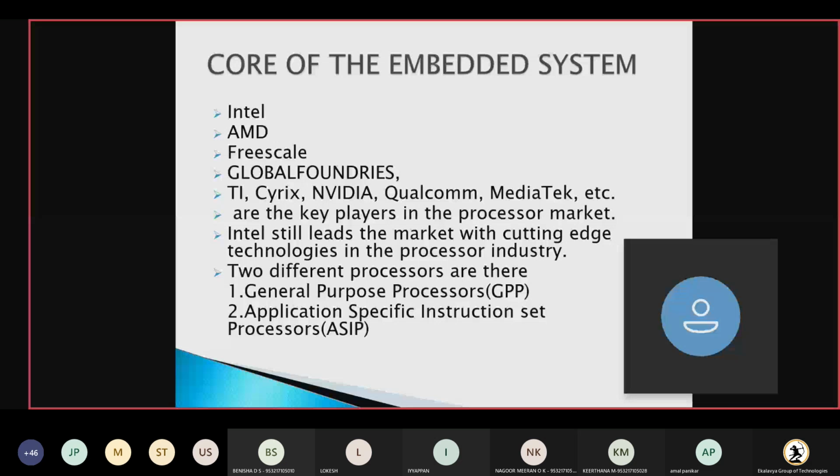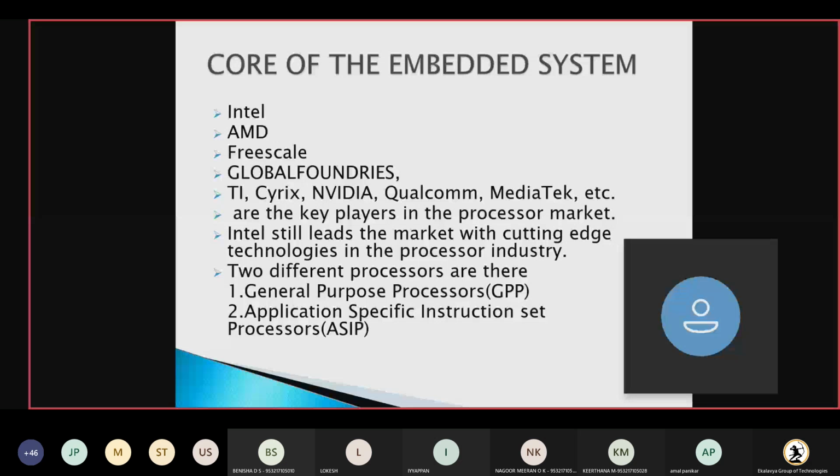Next, there are two different types of processors. One is called a general purpose processor, GPP, and the second is called the application specific instruction set processor. These are the two processors. Depending upon the processor, it is utilized either particularly for an application specific purpose, or as a general purpose one.